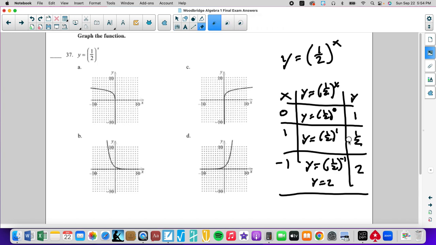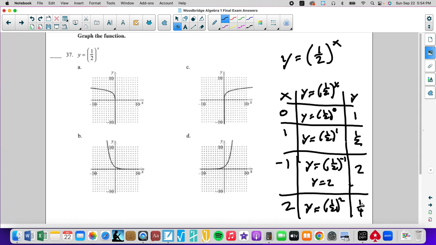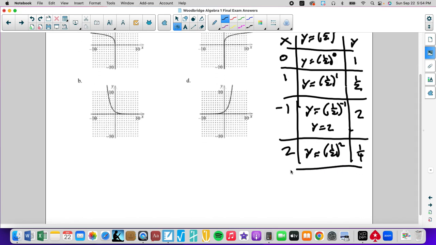So if I can find enough points to sort of get the shape of the graph of this equation, that's pretty good. So I'm going to do a couple more. I'm going to do 2. What is y equals 1/2 to the second? Well, that's 1/2 times 1/2, which is 1/4. And for the negative exponent, 1/2 to the -2 is just going to be the reciprocal of it, so 4.